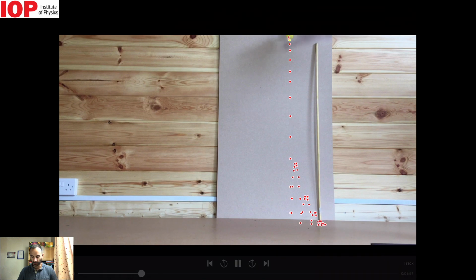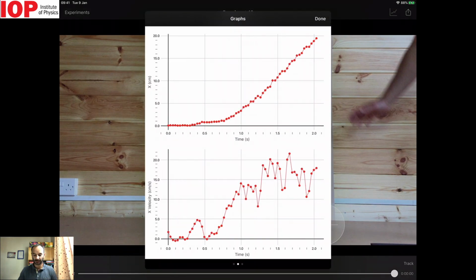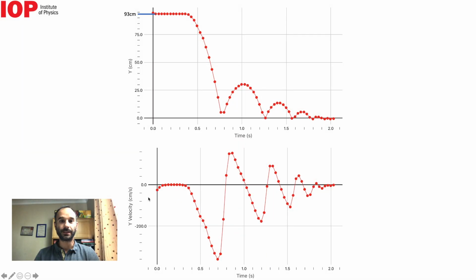So this is one I took earlier, and as you can see, we've mapped where the ball is at any one point. And the really nice thing is that Vernier Video Physics allows you to show the y versus time graph, but not only that, it also gives you the velocity time graph. So for example, we can see that the drop height was 93 centimeters and the first bounce was at 30 centimeters. So applying the efficiency equation with mass and gravitational field constant cancelling each other, it is simple to see that 30 centimeters divided by 93 centimeters gives you an efficiency of roughly 32%.